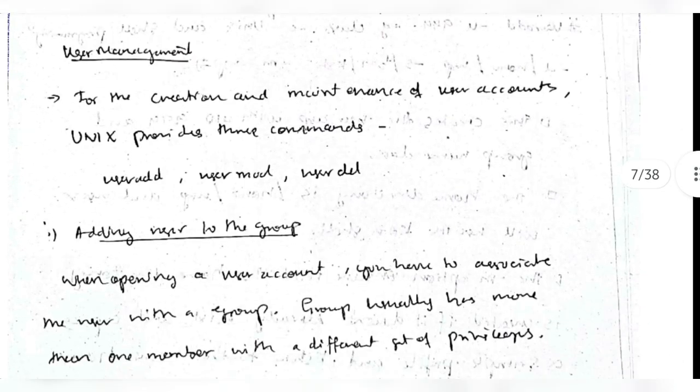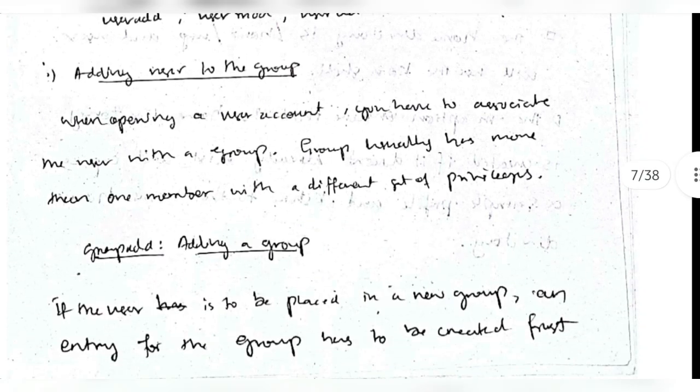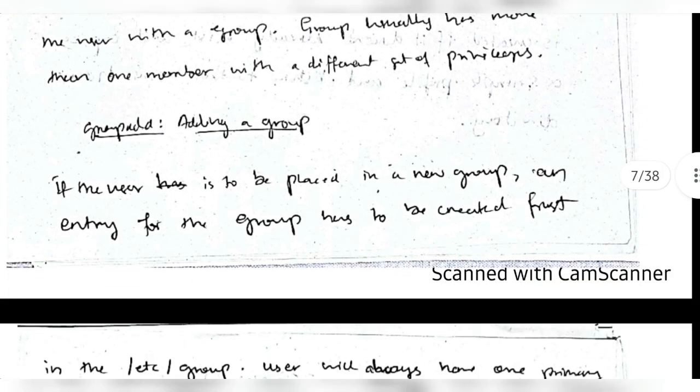So user management: for the creation and maintenance of user accounts, UNIX provides 3 commands: user add, user modification, user deletion. So adding the user, modifying the user data and deleting the user. These 3 things are there. How to add user to the group? To add user to the group, firstly the group has to be made. So how to add a group?